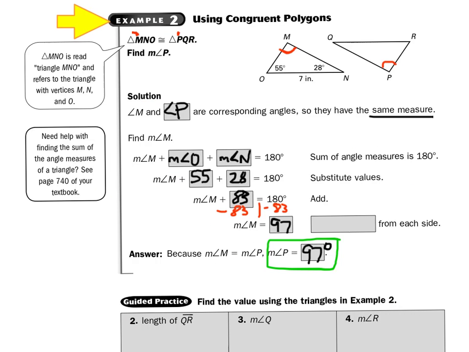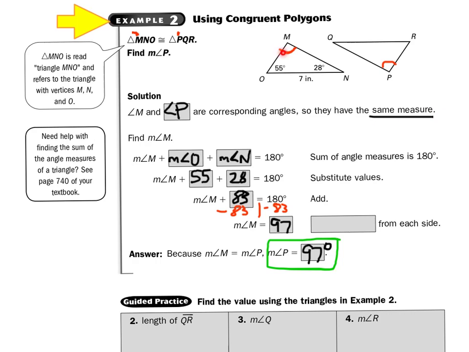Okay, so look at example 2. They want us to use congruent polygons. So we know that triangle MNO is congruent to PQR. And so they want us to find the measure of angle P. So they want us to find this. I marked it in red. So since we know that M matches with P, look at, they're the first letters. Okay, so angle M matches with angle P. They have to have the same measures.